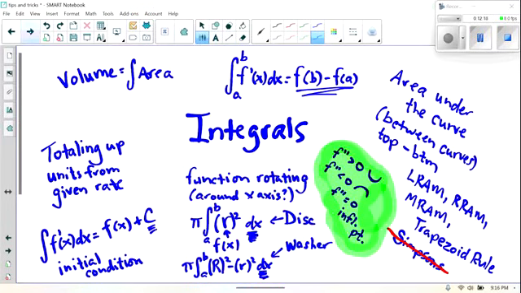And last but not least, the second derivative is concavity. If my second derivative is positive, I have a smiley face, or it's concave up. If my second derivative is negative, it's a sad face and concave down. Don't forget, you can only change from sad face to happy face or happy face to sad face at an inflection point where the second derivative is equal to 0.